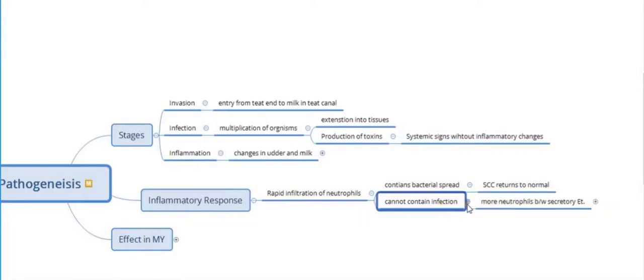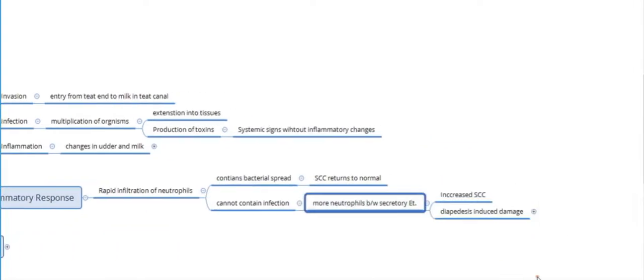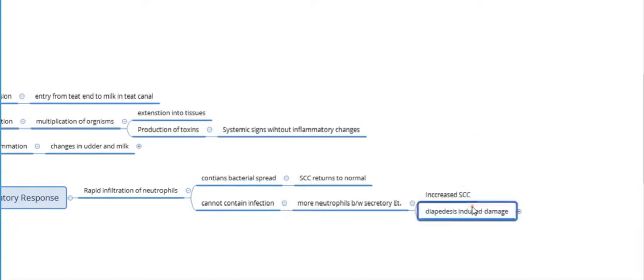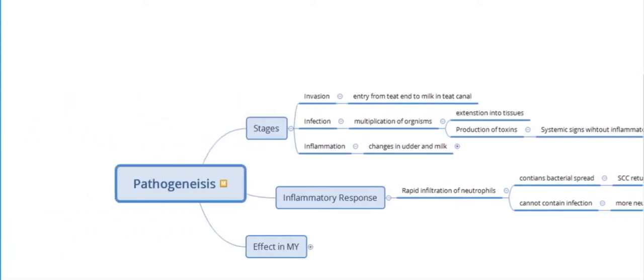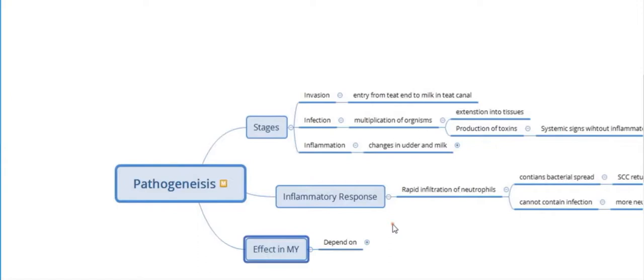Then there will be more migration. There will be an increased migration of neutrophils between the secretory epithelium, and this excess diapedesis can cause damage to the secretory epithelium, and thus the milk production decreases. Then that will also result in an increased somatic cell count, and that is appreciated as a clinical or subclinical mastitis. So of course there will be an effect on the milk yield.